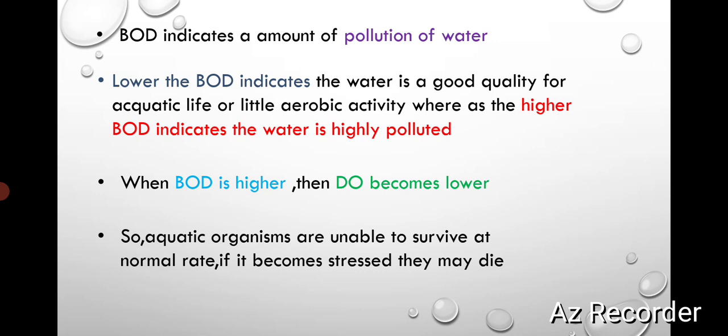BOD indicates the amount of pollution of water. Lower BOD indicates the water is of good quality for aquatic life, with little aerobic activity, whereas higher BOD indicates the water is highly polluted. When the BOD is higher, the dissolved oxygen becomes lower, so aquatic organisms are unable to survive at a normal rate. If they become stressed, they may die.